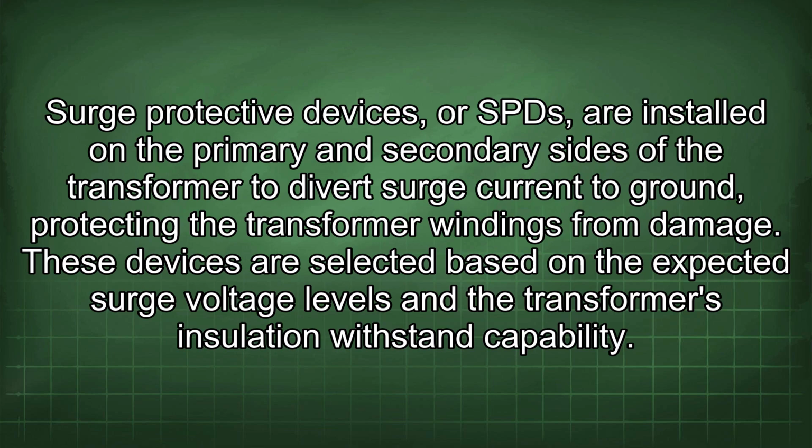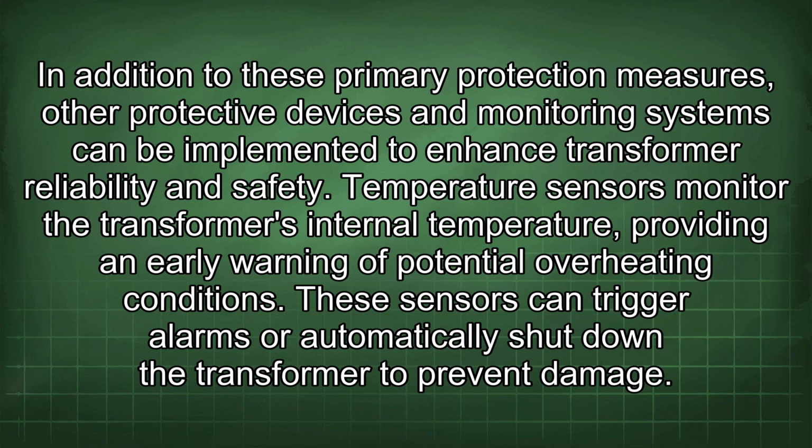These devices are selected based on the expected surge voltage levels and the transformer's insulation withstand capability. In addition to these primary protection measures, other protective devices and monitoring systems can be implemented to enhance transformer reliability and safety. Temperature sensors monitor the transformer's internal temperature, providing an early warning of potential overheating conditions. These sensors can trigger alarms or automatically shut down the transformer to prevent damage.